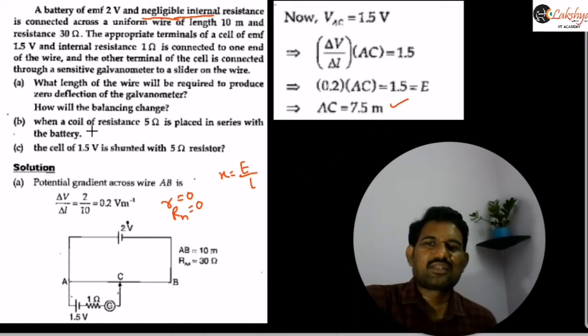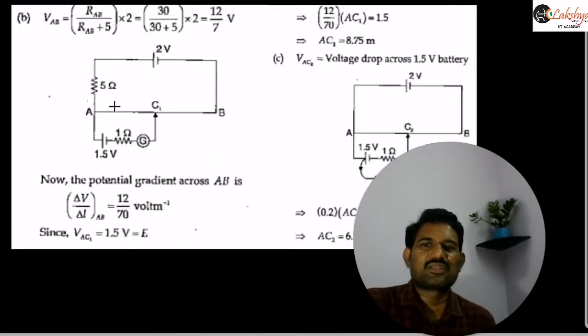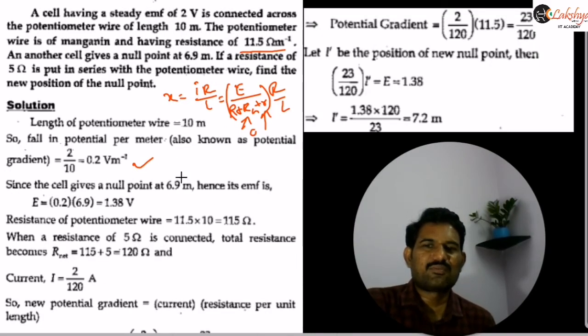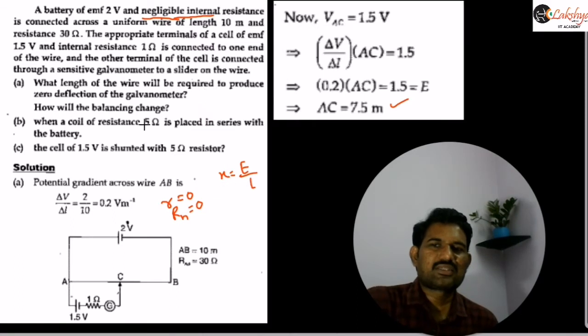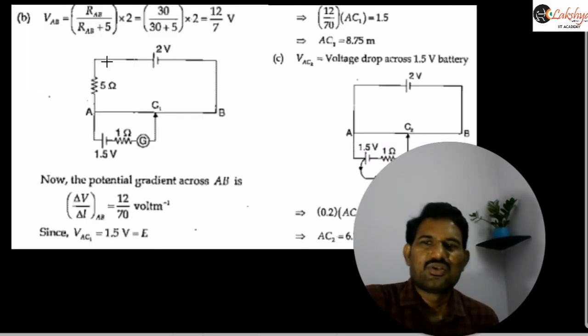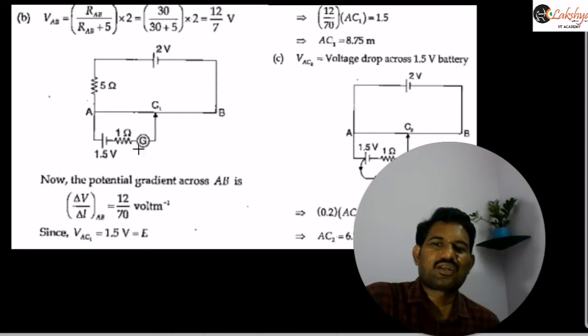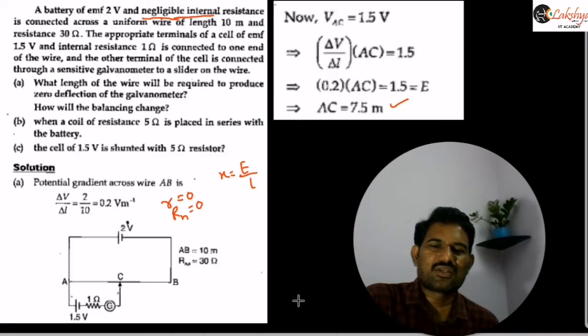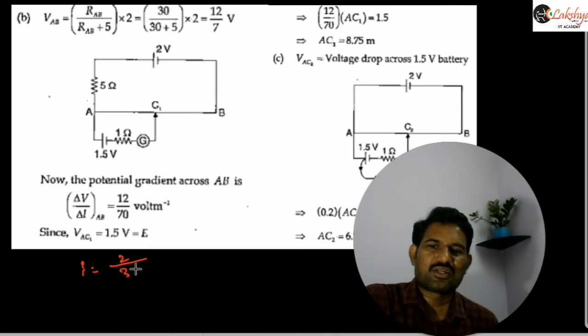And next they are asking, when 5 ohms is connected in series with this battery. This problem is similar to the previous part, right? Now we are connecting a resistance in series. When you connect a resistance, automatically the current in the circuit changes, and thereby the potential gradient also changes. So again we need to start from the beginning: calculate the total current, and from that the potential difference. You can write this as 2 by the total resistance. The resistance of the wire is 30, plus 5, so total 35. This is the current.